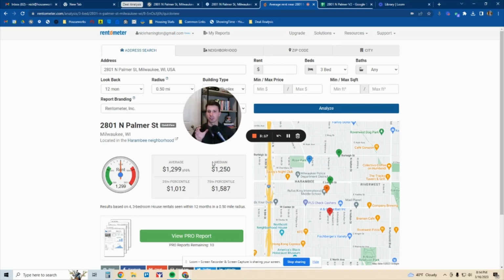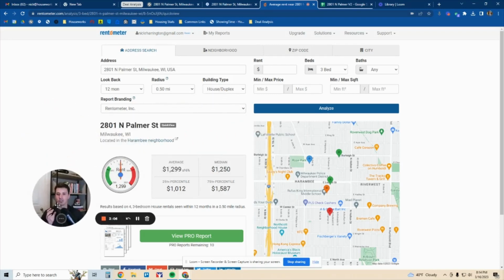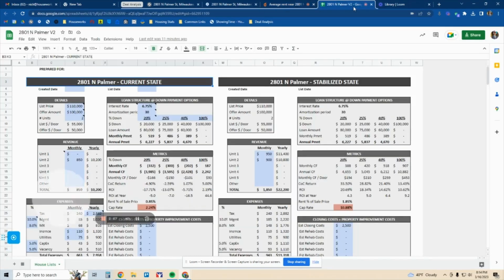that's just something to think about. Just because something's pulling in the highest amount of rents possible doesn't necessarily make or break that as a good deal or not, and vice versa if it's pulling in the 25th percentile of rents. So here we can just get a gauge of where the rents are for this area. And so from Rentometer, then I hop over to my spreadsheet with this information.